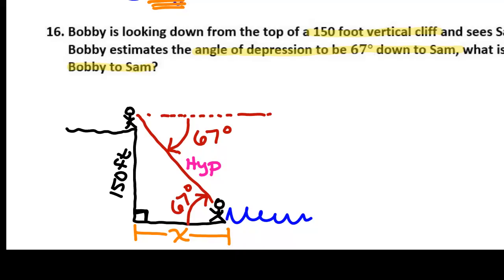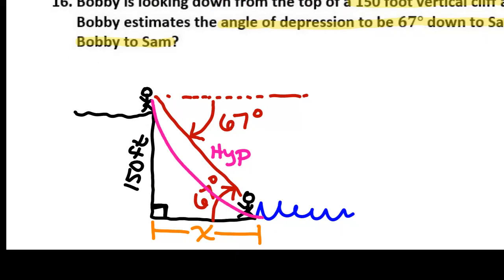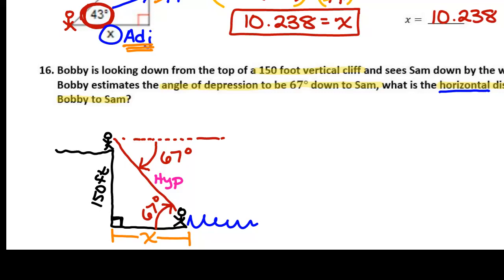Which line is confusing? This right here is an angle. This is showing movement. This is not a side. This is movement. This is a side of our triangle. Should we stand where Bobby is or where Sam is?